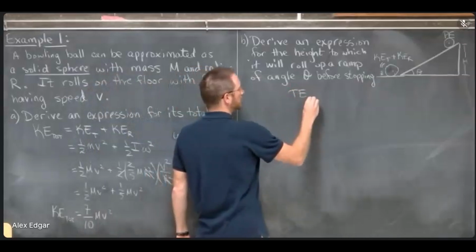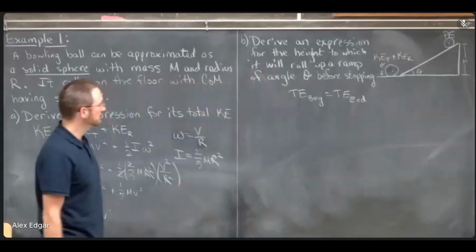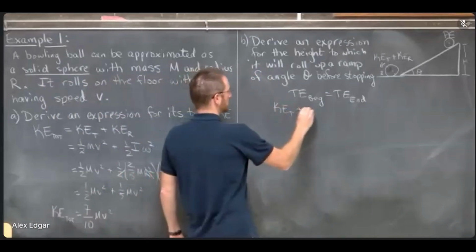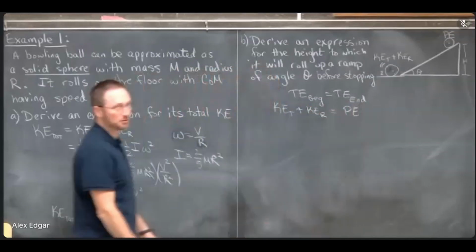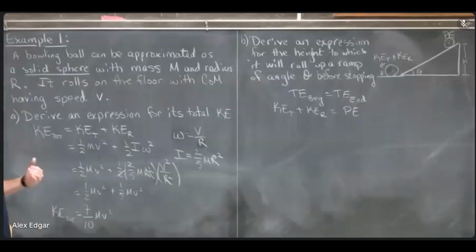The total energy at the beginning is going to be the same as the total energy at the end. At the beginning, we had translational and rotational. And at the end, we have only energy due to position. The entire point of how far up the hill it rolls is that it is no longer translating and it is no longer rotating, because those two will be tied together the entire time. There will be no slippage the entire way up the hill.